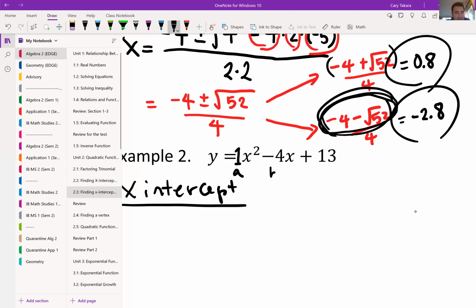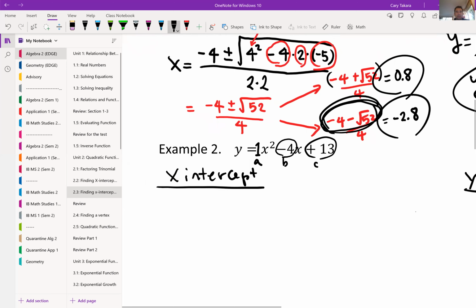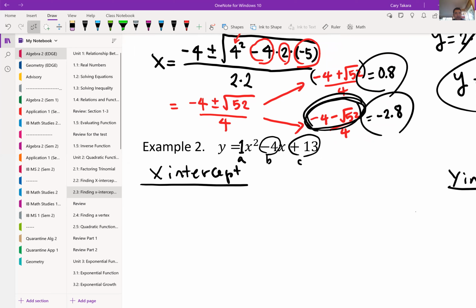And what's B? B is, don't say negative 4x. Again, A, B, C are just numbers. So B is negative 4 in this case. And then C is positive 13. Okay, let's work on that. Find the x-intercept.